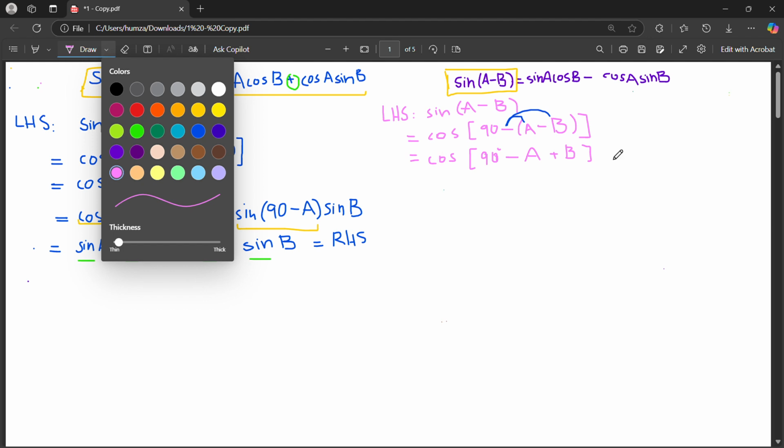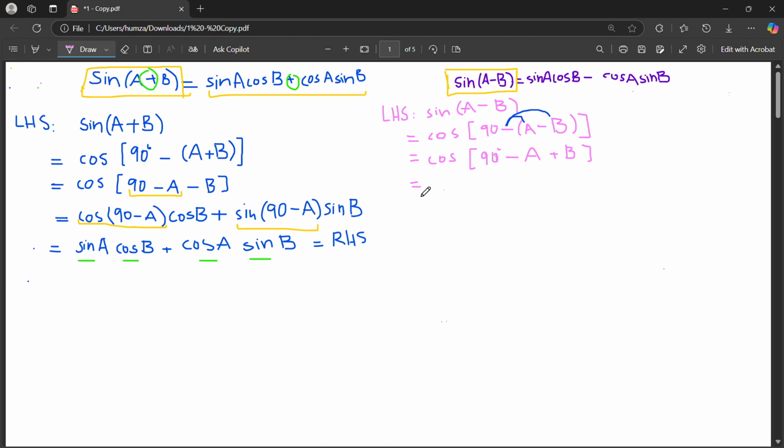Now we got cos 90 minus A plus B. Minus A will remain the same, minus minus will become positive, so this will be your positive B. Now we are going to group them according to the compound angles. We are going to say 90 minus A, let's group this, and there is positive B, and we can identify a compound angle. This is alpha, this is beta, and there is a positive sign. Because of this positive sign, we can identify this is a compound angle.